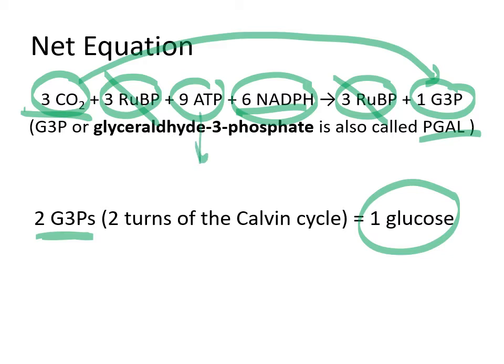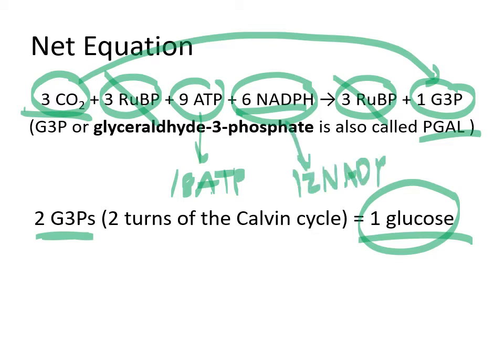And again, if you want to make a glucose molecule, you're going to have to use 18 of these ATPs, and you're going to have to use 12 of the NADPHs in order to get 1 glucose molecule. So be very thankful of the amount of work these plants are doing to give you sugar.